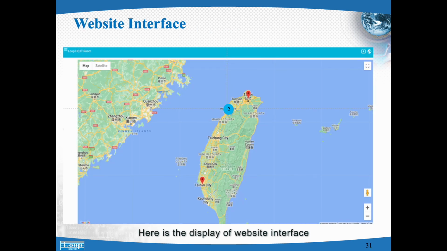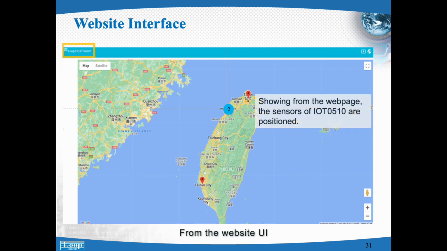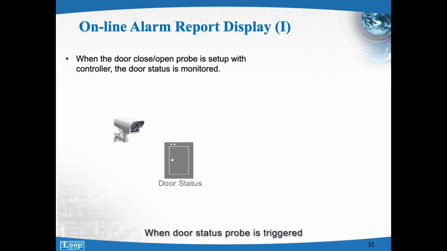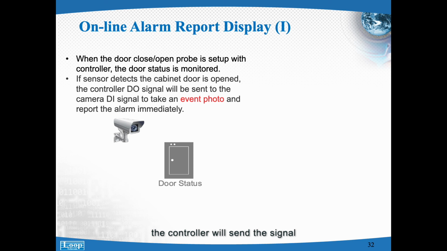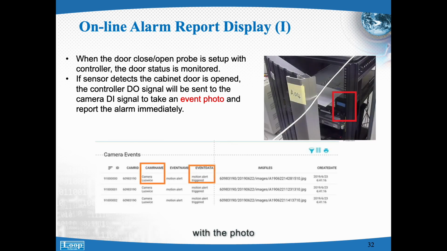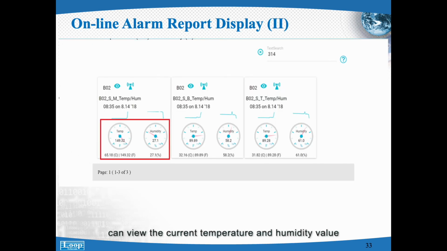Here is the display of website interface. From the website UI, we can know the location of IoT0510 sensor deployment. When door status probe is triggered, the controller will send the signal to the camera to take event photo immediately. Then, the alarm record is uploaded to the cloud with the photo. The website can view the current temperature and humidity value.